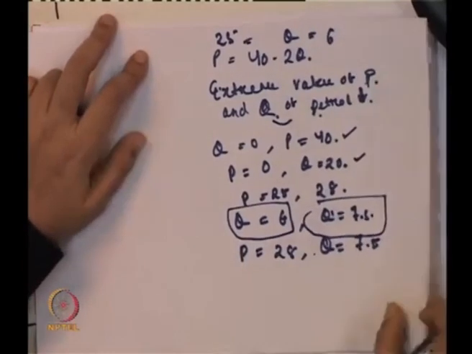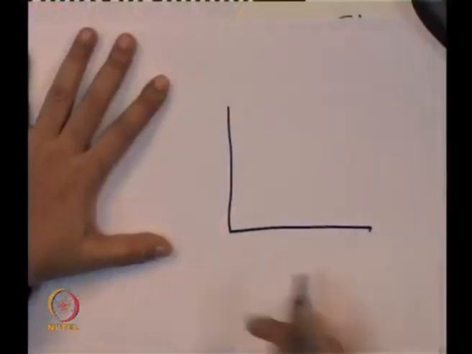Now the next task is how to find out the consumer surplus, because we know that there is a change in the quantity demanded, from 6 to 7.5, when there is an imposition of tariff, and that leads to a change in the price from 25 rupees to 28 rupees. Now let us see how we can find that in the case of the demand curve.